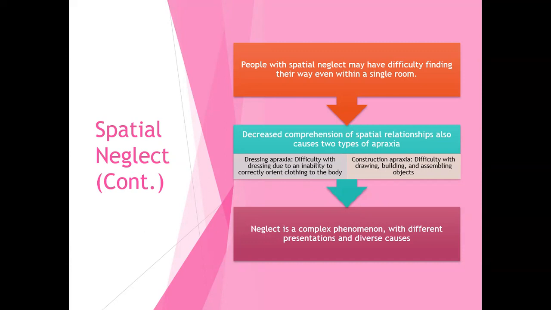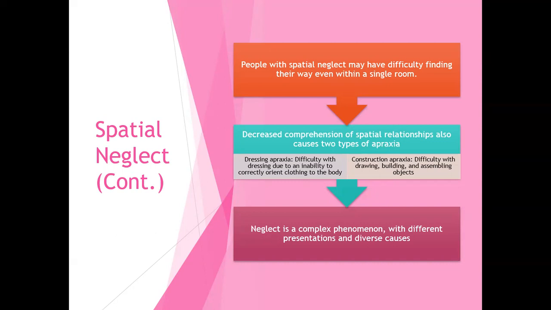And remember, apraxia is difficulty performing a motor task despite the physical ability to actually do it. So dressing apraxia is difficulty dressing due to inability to correctly orient the clothing to the body. Like I was saying, if you can't spatially figure out where your clothes are and where they go, it's hard to get dressed. Construction apraxia is difficulty with drawing, building, and assembling objects. So that picture where the person had to draw the floor plan and draw the clock, that is construction apraxia.